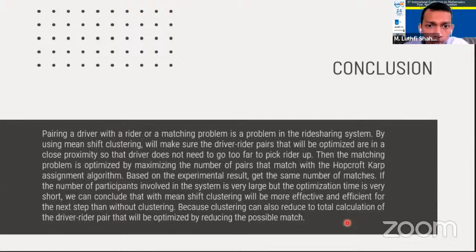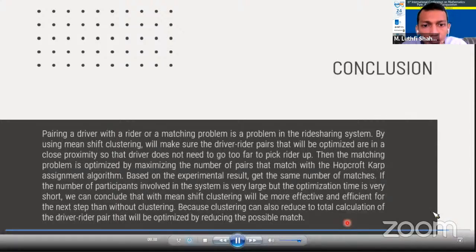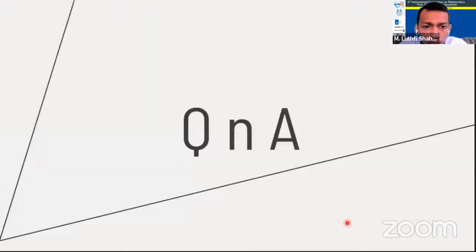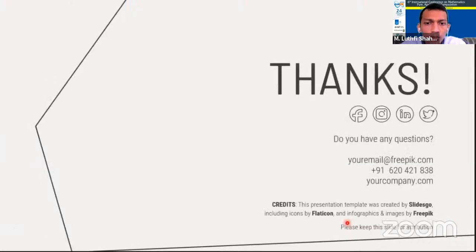Based on the experimental result, we get the same number of matches. If the number of participants involved in the system is very large but the optimization time is very short, we can conclude that mean shift clustering will be more effective and efficient than without clustering, because clustering can also reduce the total number of driver-rider pairs to be optimized by reducing the possible matches. Q&A. Thanks.